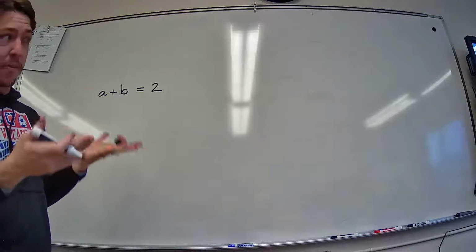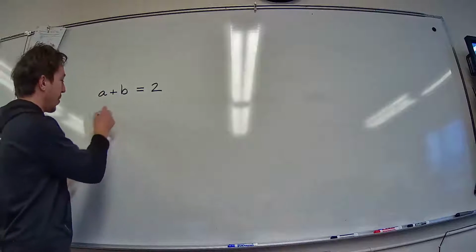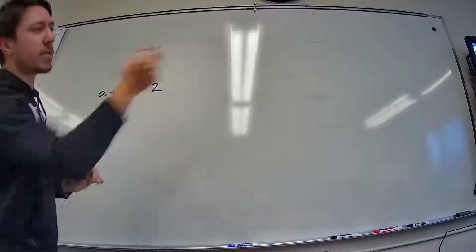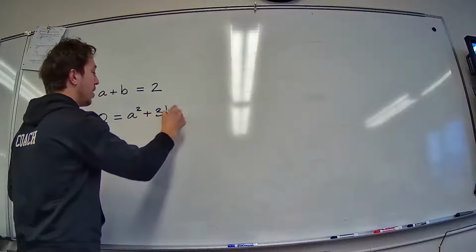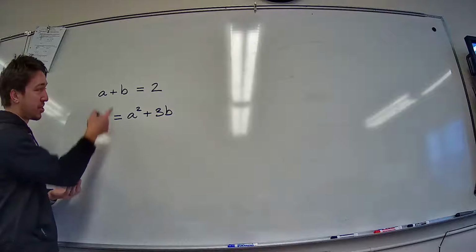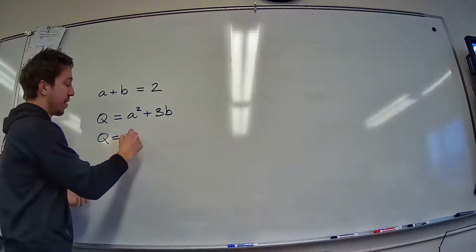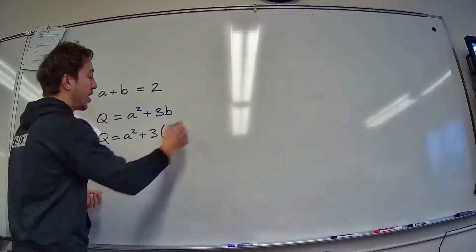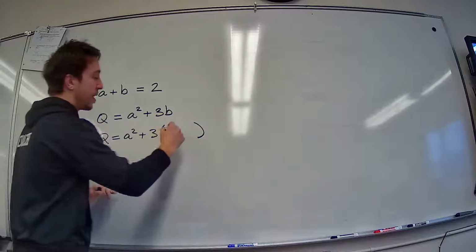So we're going to solve for a and b. We're going to figure out what those numbers are and then plug them into that form. So the quantity that we want to maximize or minimize is a squared plus 3b. It's up to you which one you want to solve for. In my opinion, it's easier to solve for b and plug in there. So my substitution gives me a squared plus 3 times b, but b is the same as 2 minus a.